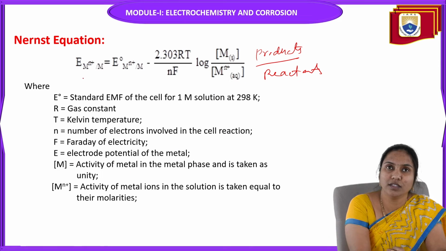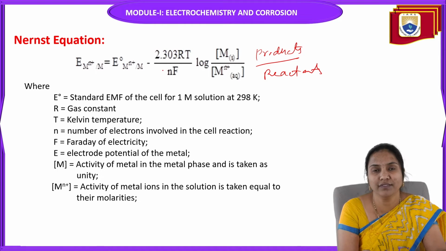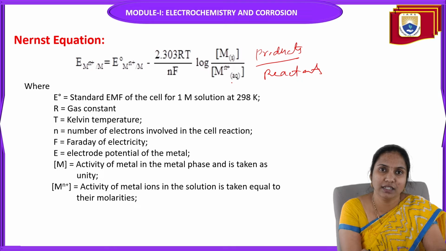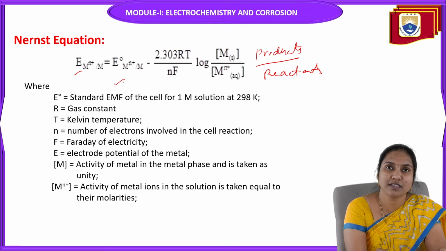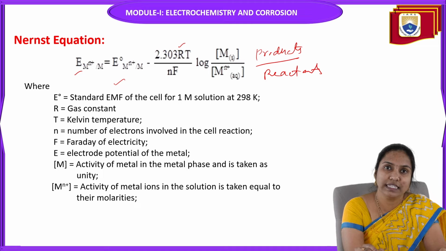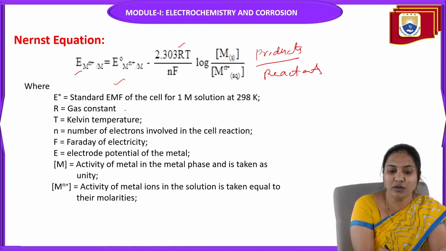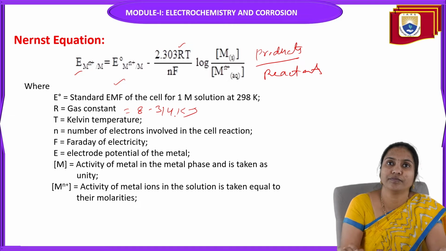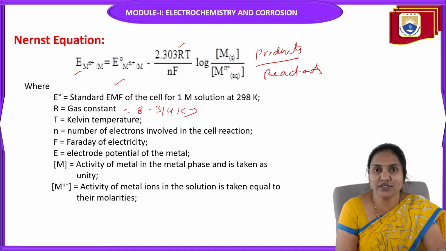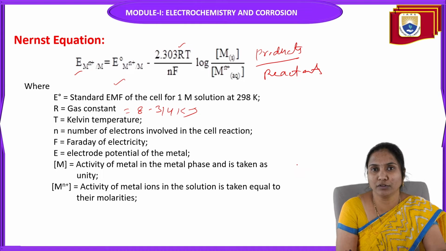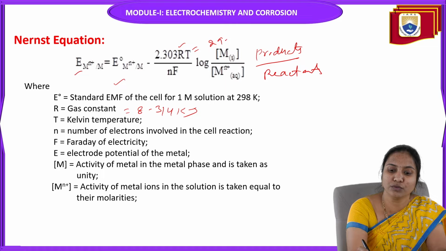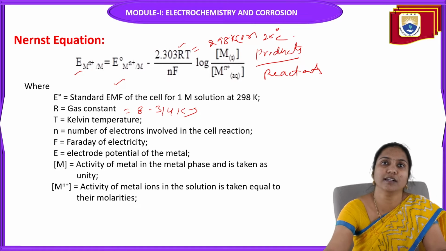So what is the Nernst equation for this cell reaction? E equal to E naught minus 2.303 RT by nF log products by reactants, so metal solid by metal ions. Here E means single electrode potential, E naught means standard electrode potential, and R means gas constant. Its value is 8.314 joules, and T means temperature. Its value is 298 Kelvin or 25 degrees centigrade.